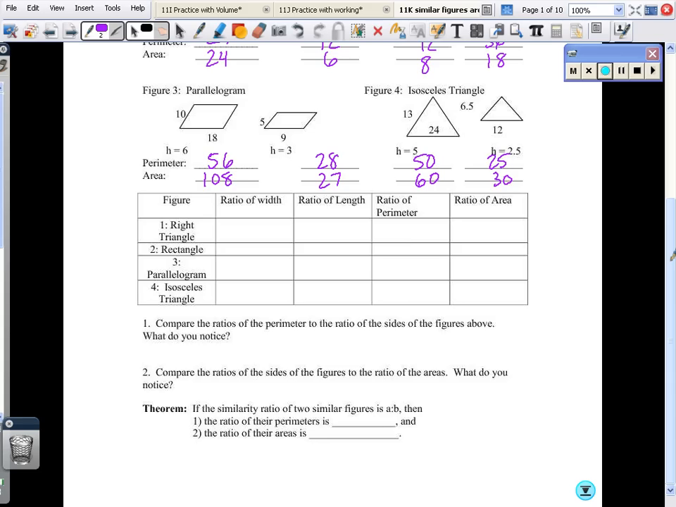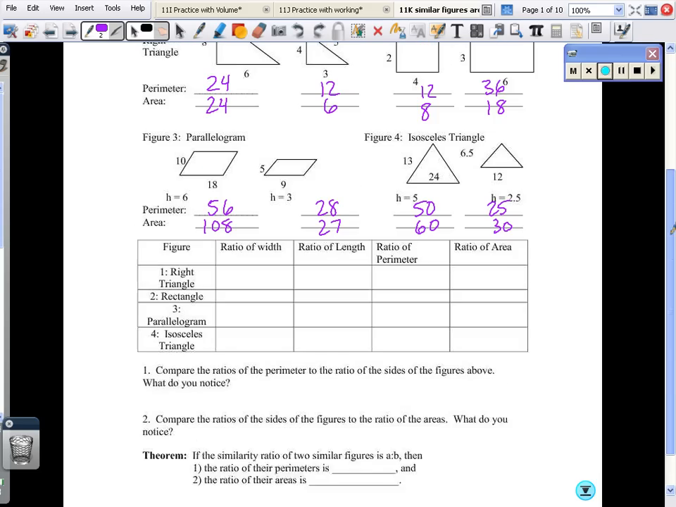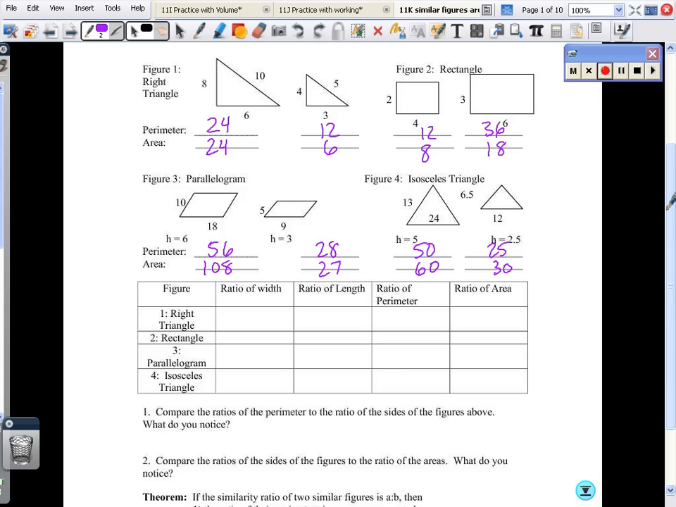Okay, so now we're going to fill in this chart, just answering the questions. So if you look at the right triangle, back up at the top, the very first one, figure 1. What's the ratio of the width? Well, depending on which one's width or base and height, we use different terms. But if you just look at the ratio of two of the dimensions of the right triangle, we'll say 6 to 3. So the ratio there would be 2 to 1. The ratio of the length, if we look at the other dimension, would be 8 to 4. Remember ratios are often thought of as fractions, so we can reduce 8 to 4, and that's also 2 to 1.